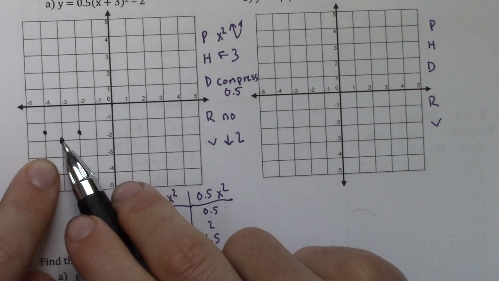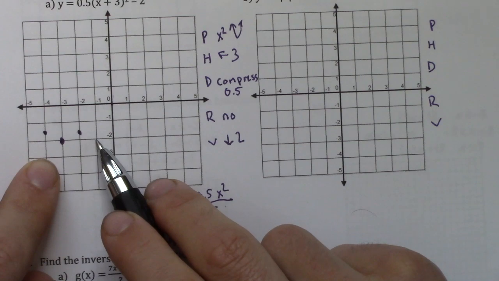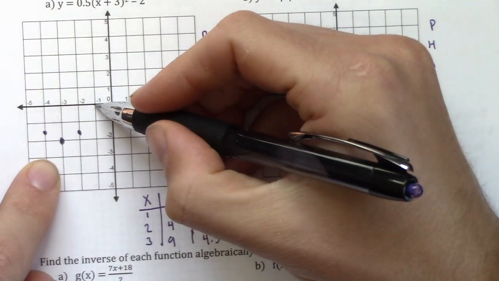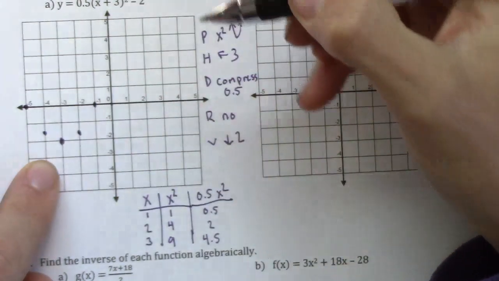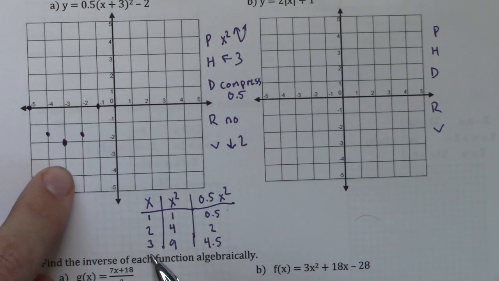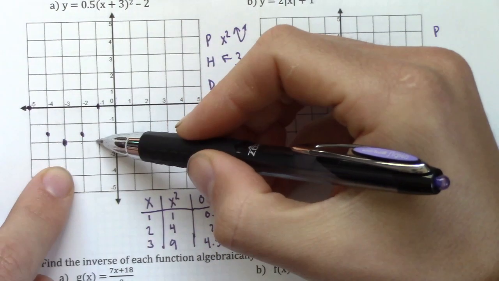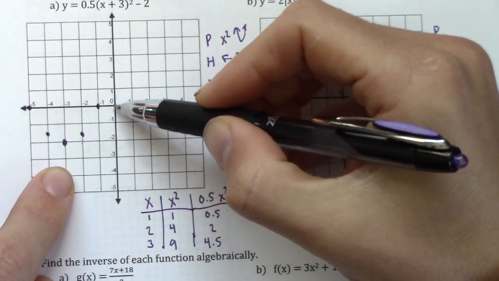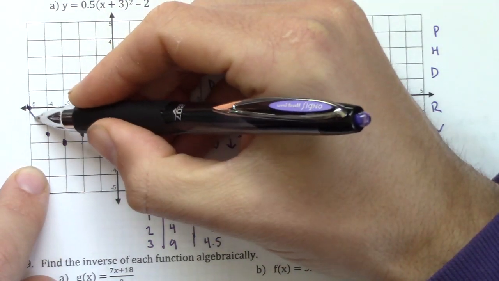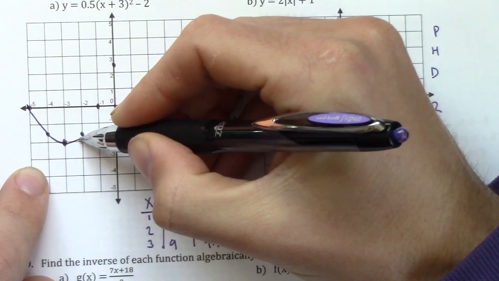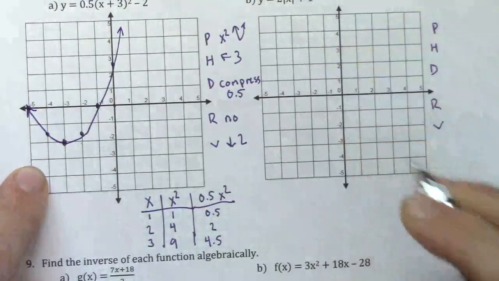So I start at my vertex, I take 2 steps to the right, and now I'm going to go up 2 spaces. And I'm going to put a dot. I'm going to do that the same on left and on right. And then finally, if I take 3 steps to the left or the right, I'm going to go up 4.5 spaces. So 1, 2, 3 steps to the right, 1, 2, 3, 4.5 spaces. And you have an accurately drawn parabola that matches your equation.